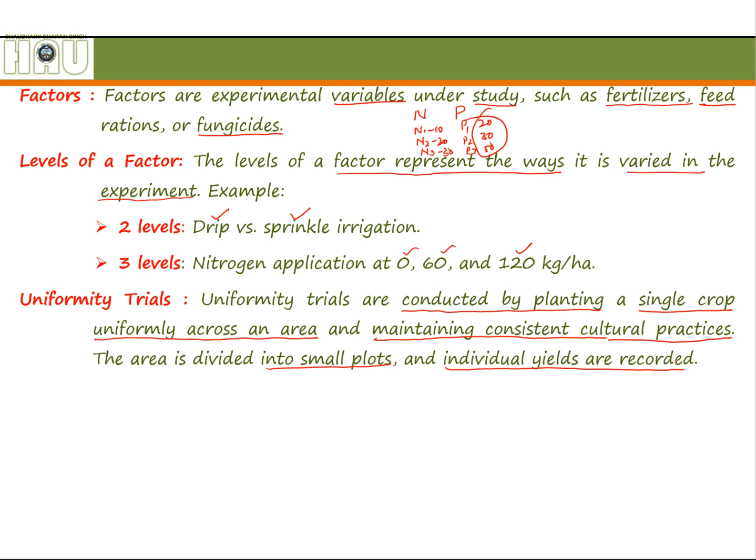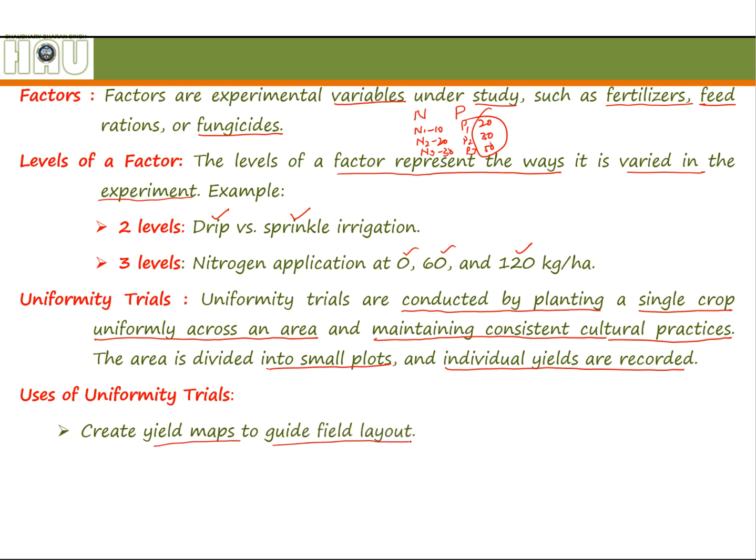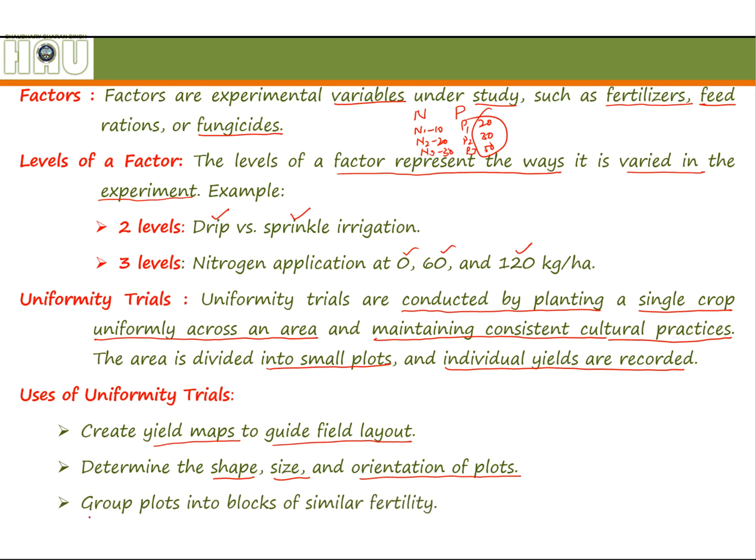Okay. Now, what are the uses of these fertility trials? The fertility trials are conducted to create yield maps to guide field layout. Number two, these trials determine the shape, size, and orientation of the plot so that efficiency can be increased. Number three, they are used to group the plots into blocks of similar fertility gradient. And number four, they optimize plot size for future experiments.